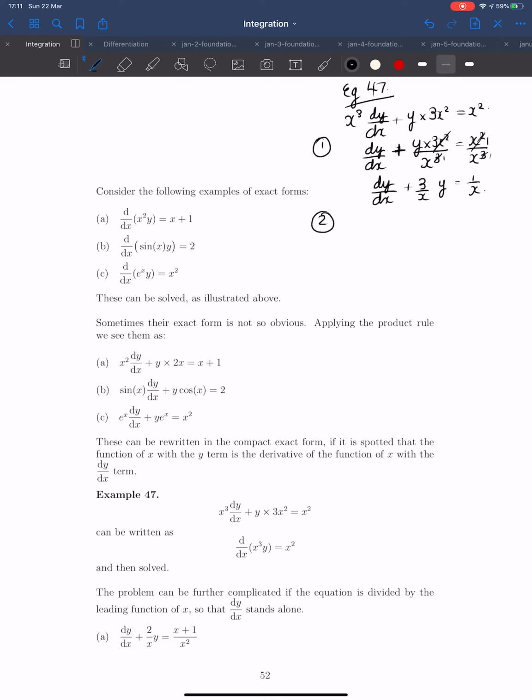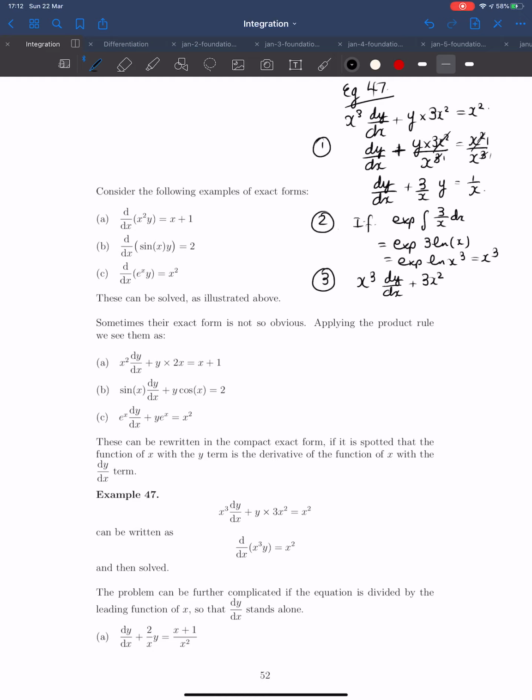So step 2, find the integrating factor. It is the exponential of the integral of 3 over x dx, which is the exponential of 3 ln x, which is the exponential of ln x cubed, which is x cubed. So step 3, multiply everything by x cubed.